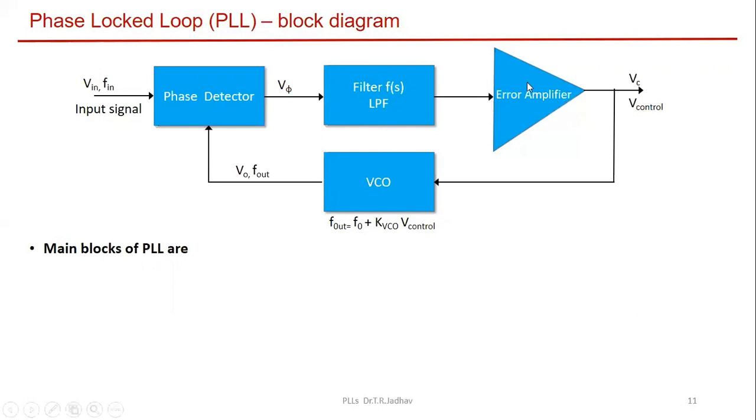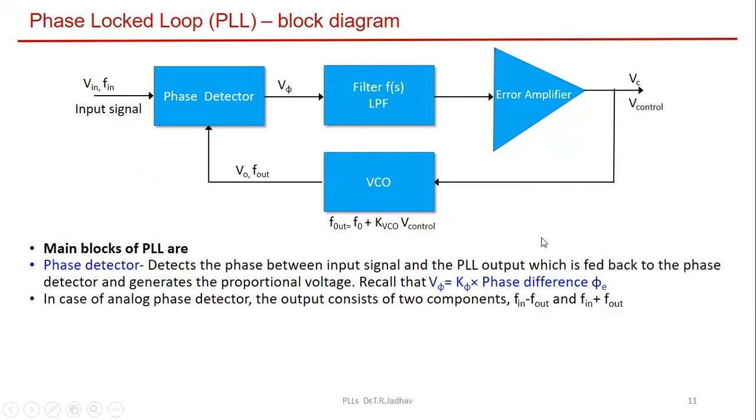Amplifier, you already know about it. So almost all the blocks are now known to you. So let us elaborate the block diagram and understand the functions of each block. Remember here, we are giving the input as Fin, and the output of the VCO is fed back to the phase detector. So the first block is the phase detector. So let us go through this.